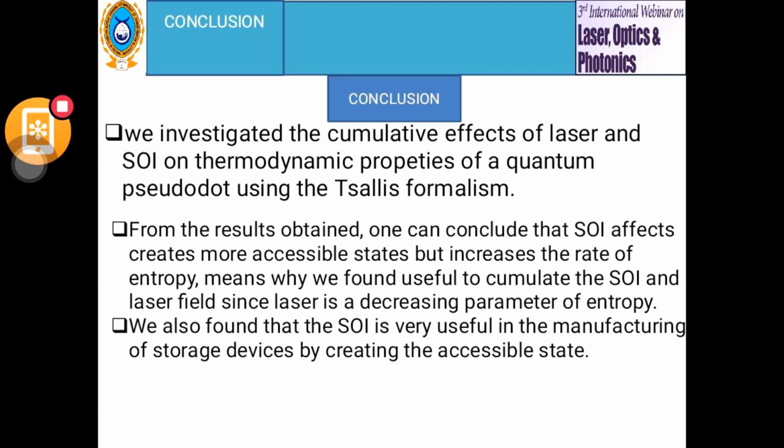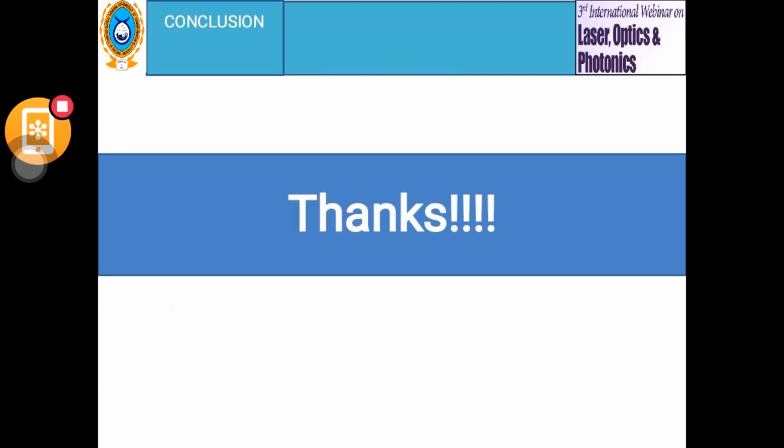We are also looking for a partner or a laboratory where we can carry out the experimental part of this work, to make it useful to ourselves and to our community. Thank you for your kind attention.